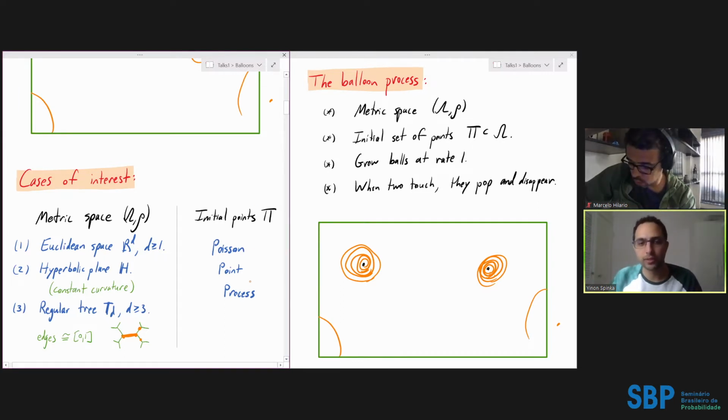And our initial point process, in all of these cases, is just a Poisson point process. I hope everyone is familiar with this, but I'll say quickly, this means that in any region of space the number of points is distributed as a Poisson random variable whose mean is the volume of that region, and in disjoint regions the numbers of points are independent. Okay, so we already saw the example of the Euclidean plane.